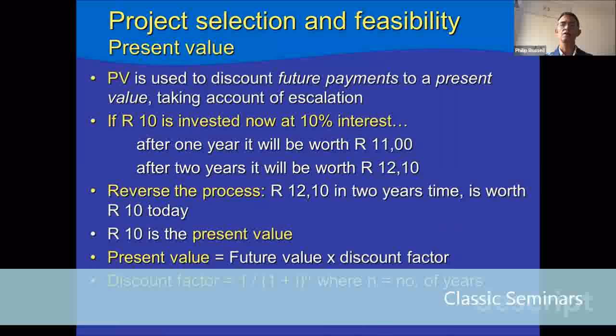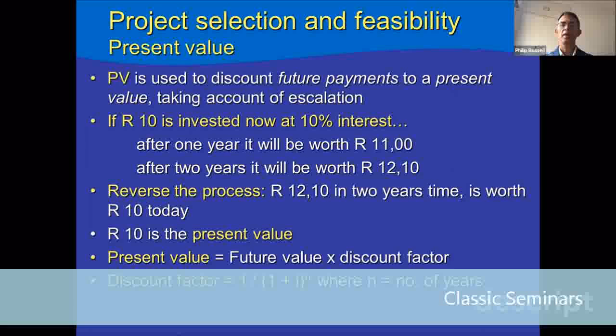So the discount factor's formula is 1 over (1 plus i) to the power n, where i is the interest on an iterative basis, and n is the number of iterations that we're going to have. So in this case, i being the annual interest rate and n being the number of years. So we're saying it's 10% per year, and n is, in our example that we have on this slide, 2.